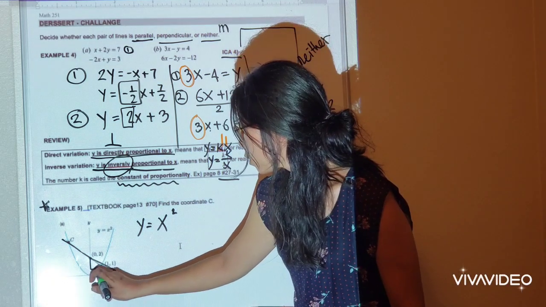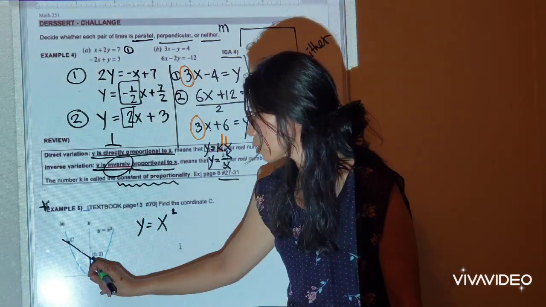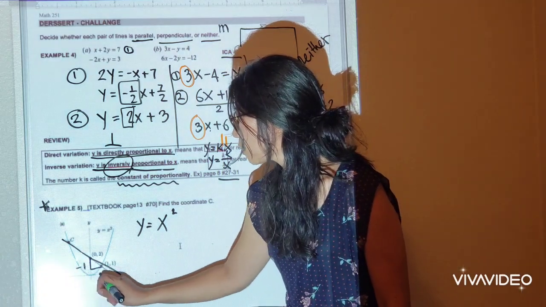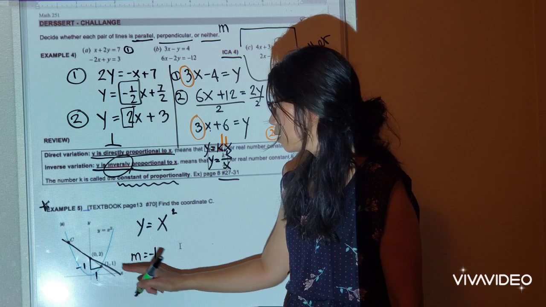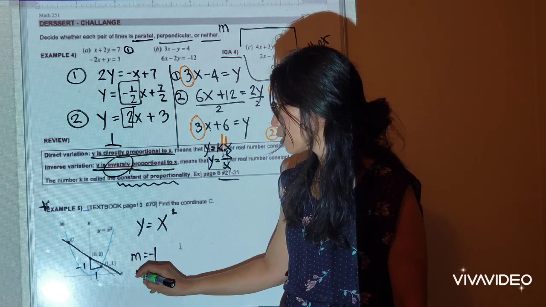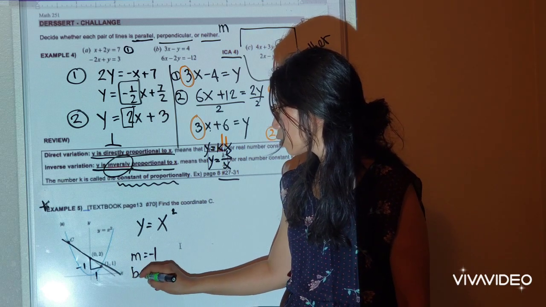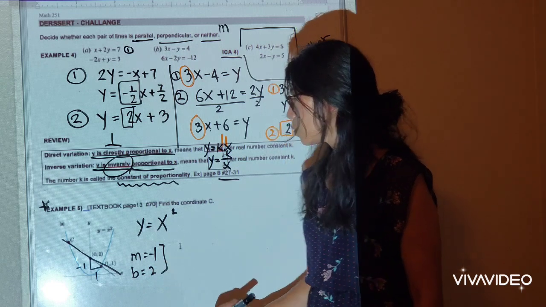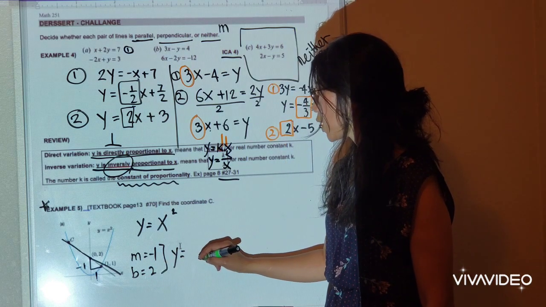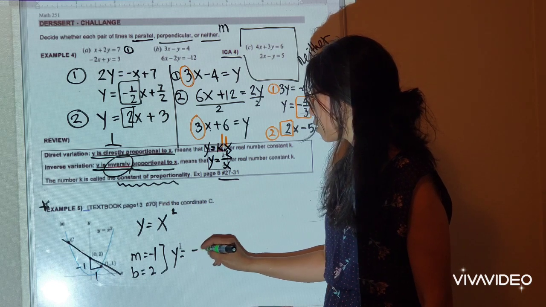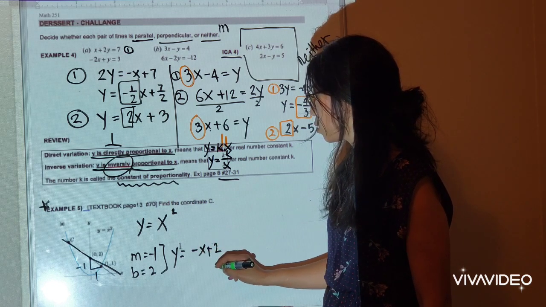If you look here, you can see the slope is down 1 and then over 1. So m is negative 1. And luckily I have a y-intercept, which is 2. So using this information, the equation of the given straight line will be y equals negative x plus 2.